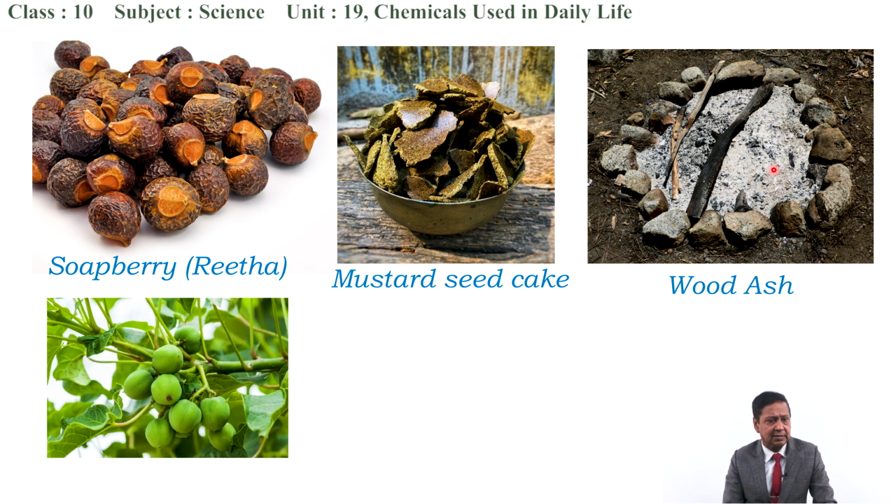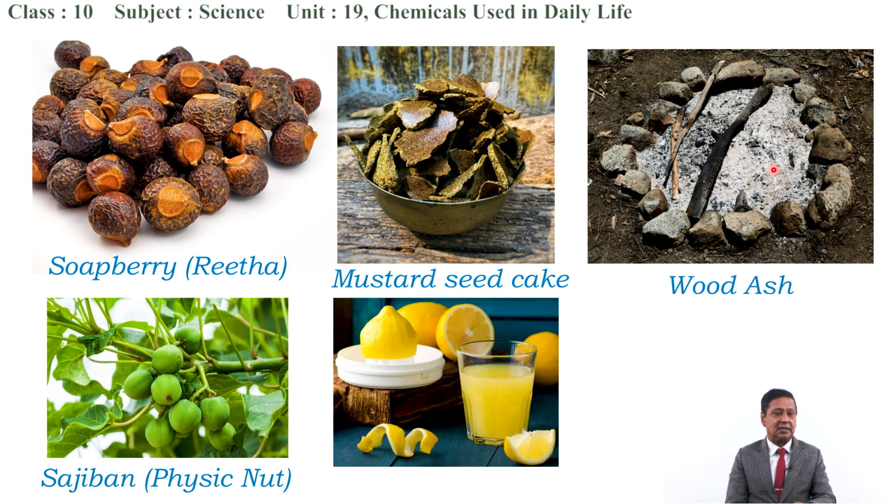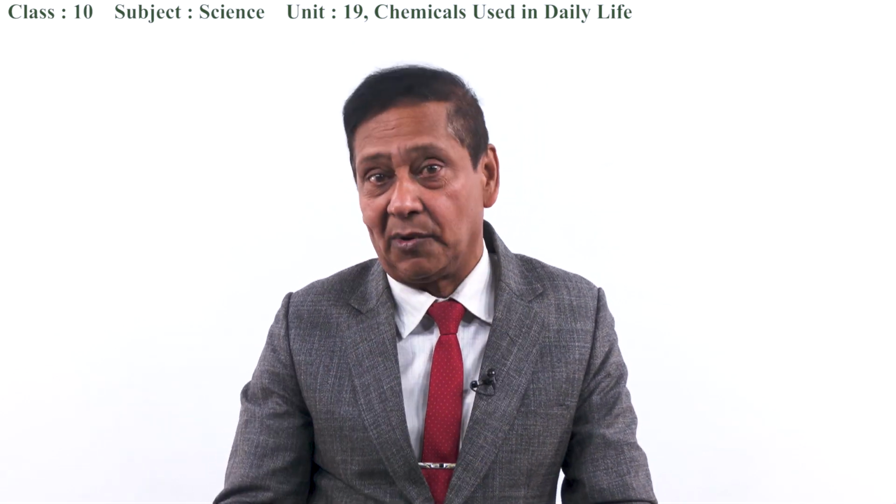And this is called sajivan in Nepali, physic nut in English, and this you can recognize very easily, this is lemon juice. These are the natural cleaning substances which are being used in villages till now. Sometimes we use them in town and city areas also for different purposes. Besides this, do you have any idea about other substances which are used for cleaning? If so, just think about them also.